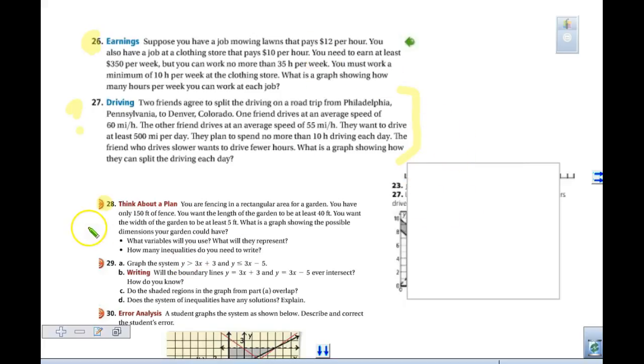But question number 28, I want you to notice it says, what variables will you use? What will they represent? How many inequalities do you need to write? And it says, is it possible? So if we're looking at these graphs, and in number 29, does the system have any solutions? This gives people trouble, because with two inequalities, if I have one going like this and one like this, and this one's above and this one's over here, they're going to have nothing in common, right? Especially if the two lines are parallel. Is it possible to have no solution? So that's what they're kind of getting you to think of here, okay?